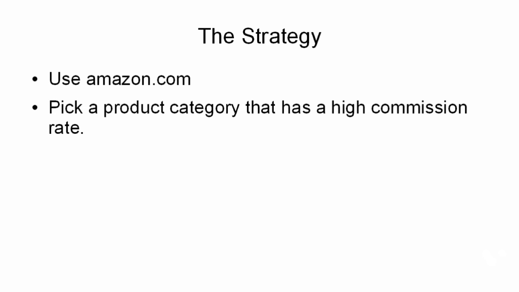So let me talk you through the strategy that you should use to maximize your profits from physical products. For the purposes of this demonstration, we're going to be using Amazon.com. And it's very important that you use Amazon.com, the US version of the site, not the UK or the Australian or the French version, but the US version of Amazon.com. And that's because of the way they've got their fee structure on this particular site. And you want to pick a product category that has a high commission rate. Let me explain what I mean.